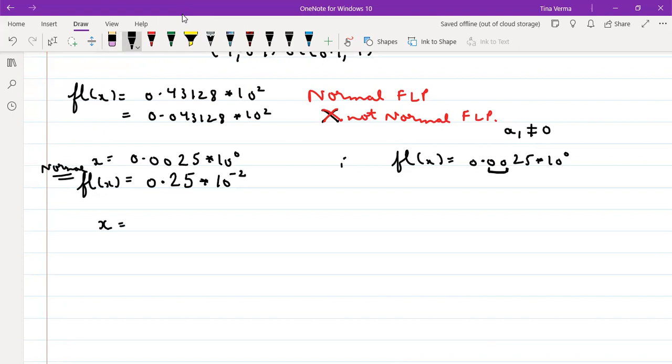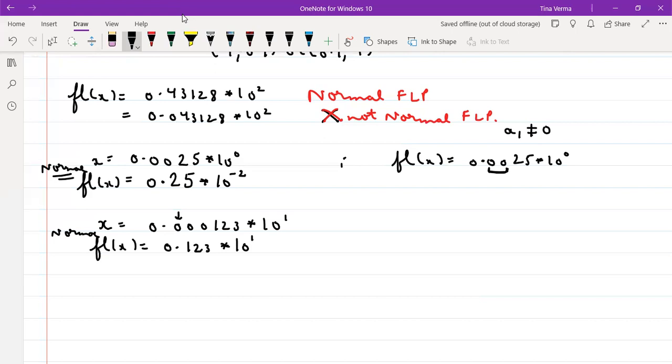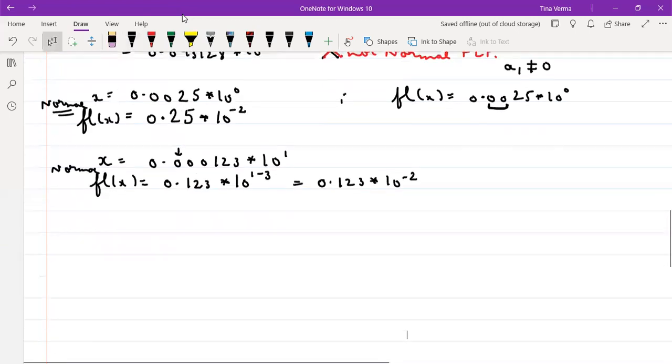For example, if you have any number 0.00000123 into 10 raised to the power 1, and then if you want to write it in the floating point representation that should be normal, we will make this A1 non-zero. So it will be 0.123 into 10 raised to the power; the base is 10 and the exponent was 1. We have shifted 3 zeros, so that will be -3. So this number is 0.123 into 10 raised to the power -2. So this is my floating point representation in the normal form, right?